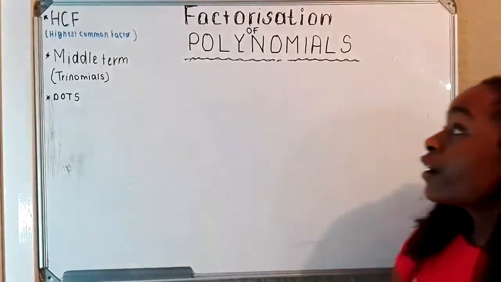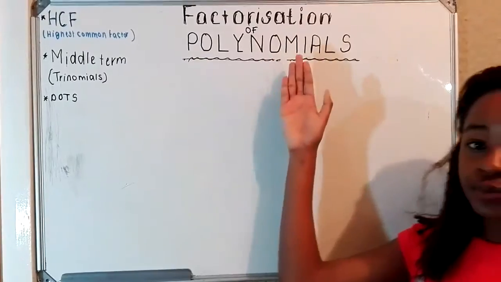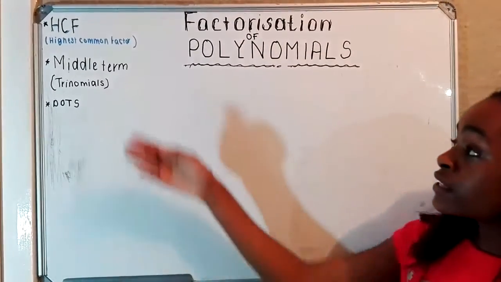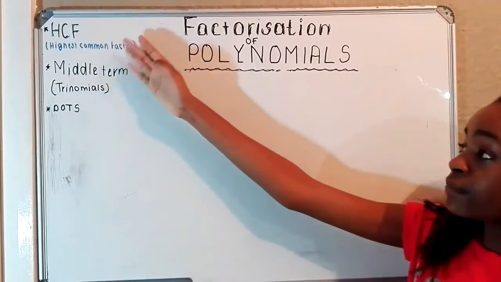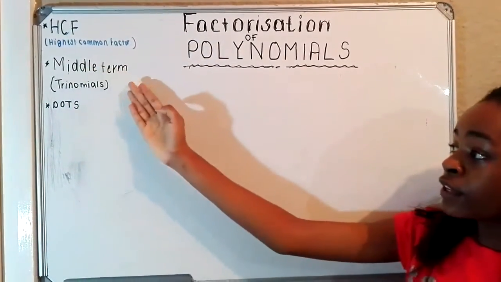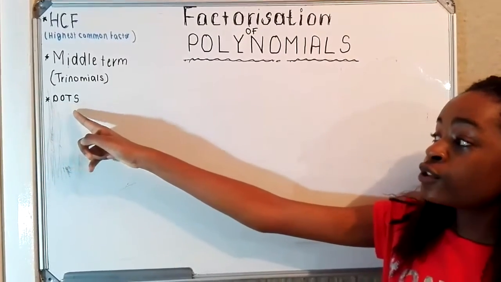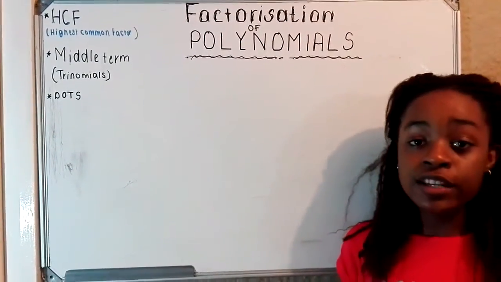Today we're going to learn factorization of polynomials. We're going to learn how to factor polynomials using these methods: the highest common factor method, the middle term method, and the dots method, which stands for difference of two perfect squares. Okay, so let's jump right into it.